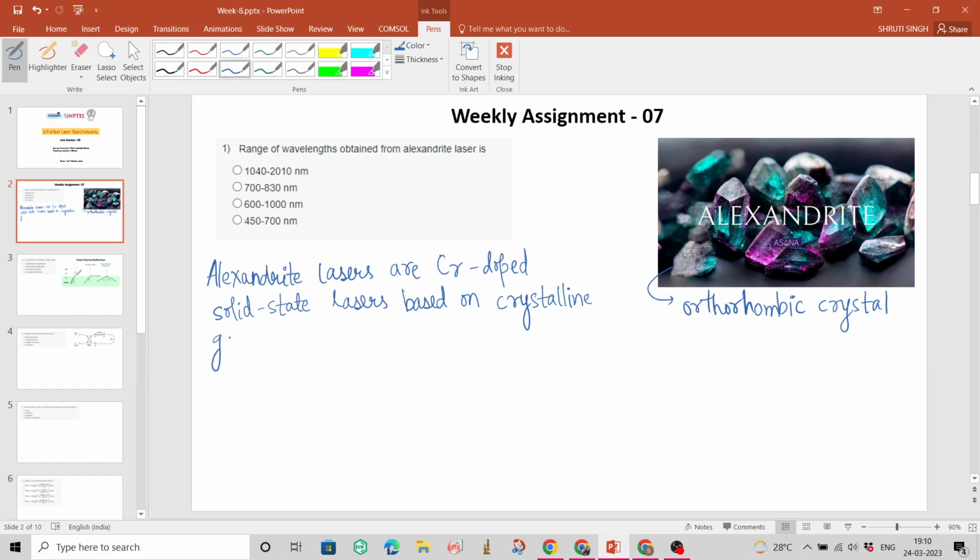Based on the crystalline gain medium. So the gain medium is these Alexandrite crystals. That's why it's written based on crystalline gain medium, which is Alexandrite. Gain medium is Alexandrite itself. That's why the name is Alexandrite laser. And what is Alexandrite? As I told, it is chromium doped, chromium 3 plus, and it is Al2BeO4, aluminium beryllium oxide.